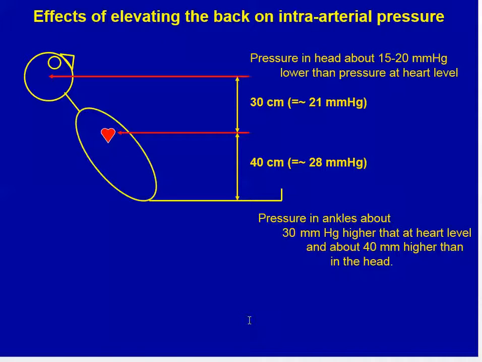This shows the significance of the back elevated. If you measure the pressure at heart level or the phlebostatic axis or the upper arm, the pressure will be approximately 15 to 20 millimeters higher than the pressure in the head.